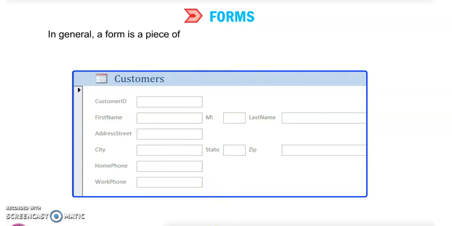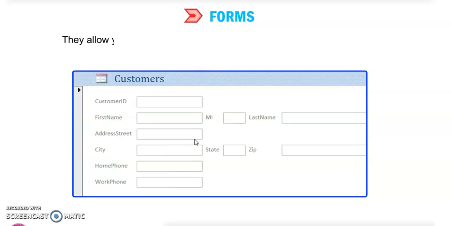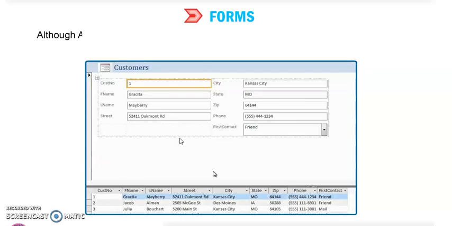Now next topic is forms. How can we create forms in Access? You can see this is the form structure. In the online exams, in our online admissions entrance exam, we can see these different forms. So we can create these forms in Access very easily. In general, a form is a piece of paper on which the user fills required information in specific fields. So forms in Microsoft Access 2010 are quite similar. They allow you to add and update data in one record at a time in a table.